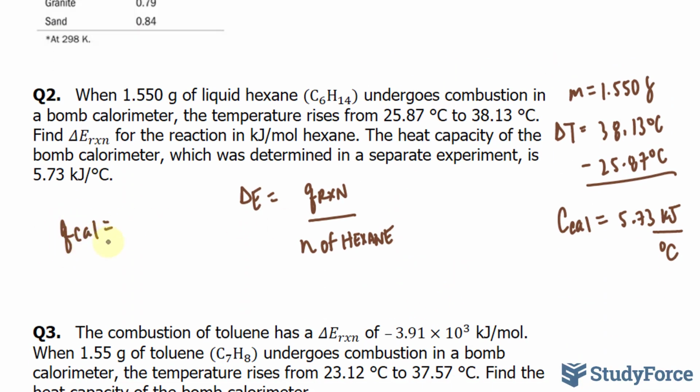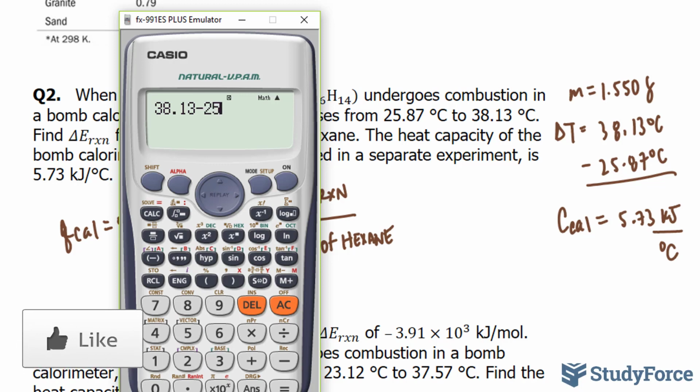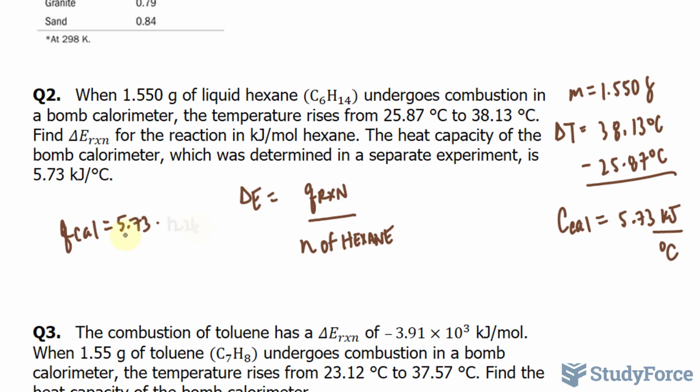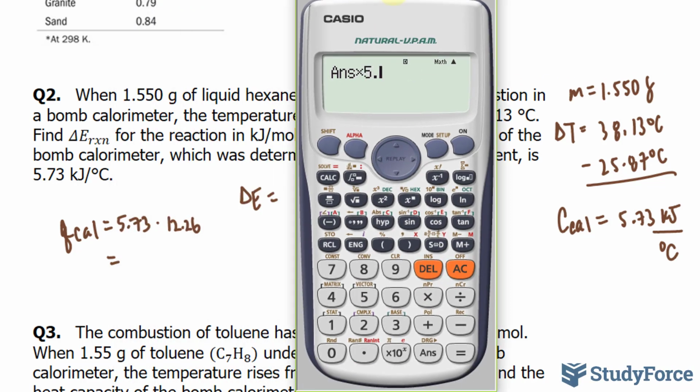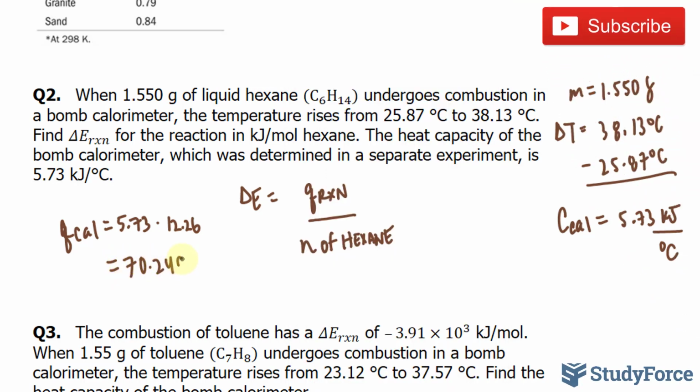Q CAL is equal to 5.73 times delta T, and we can find that using our calculator: 38.13 minus 25.87. We end up with 12.26. Multiplying these out, we should end up with the amount of heat absorbed by the calorimeter. The number that we have on our screen times 5.73 gives us 70.2498. We should stop at 3 significant figures.